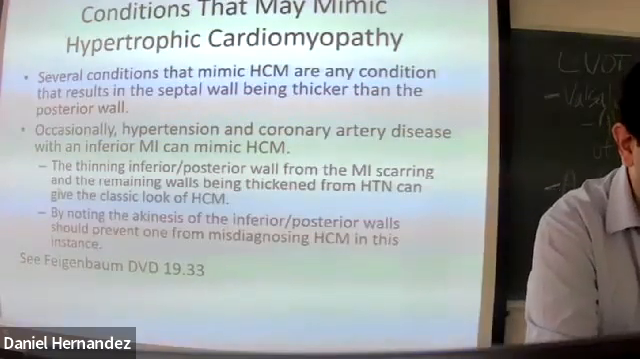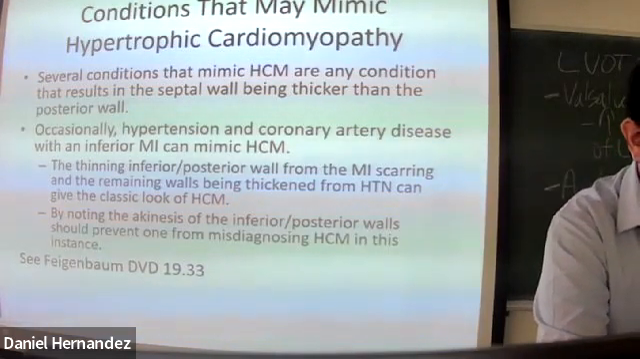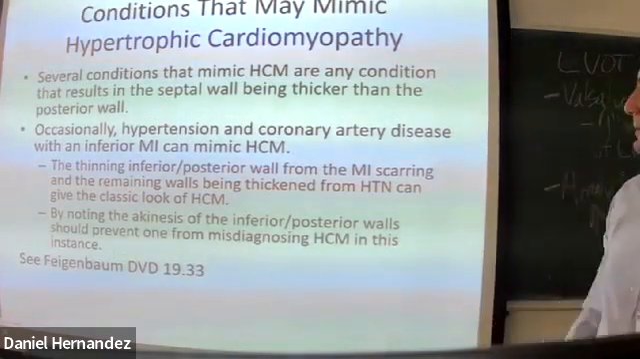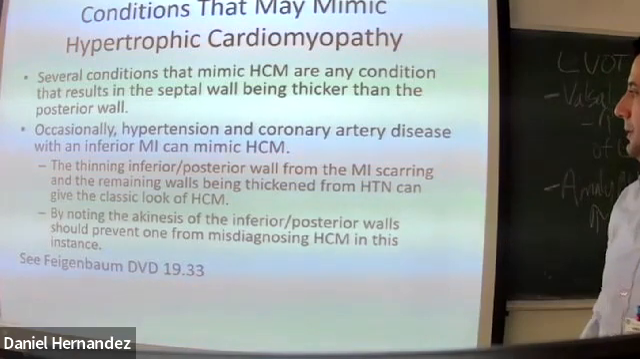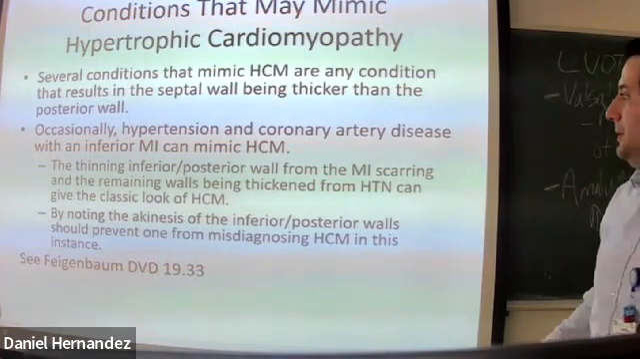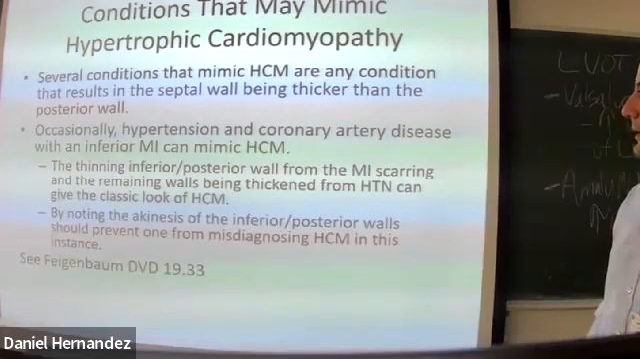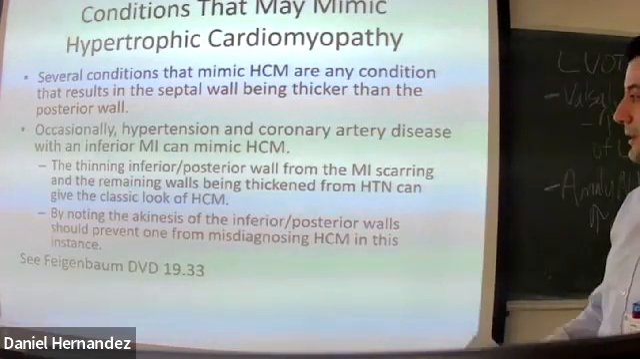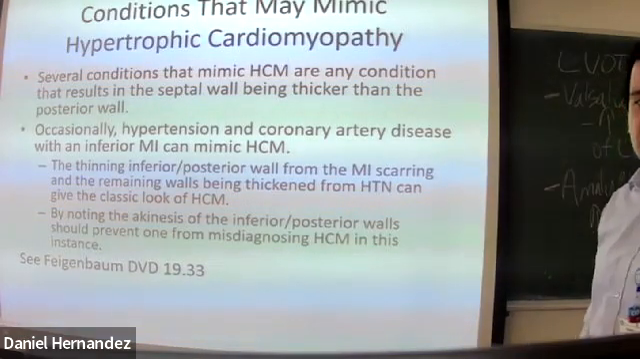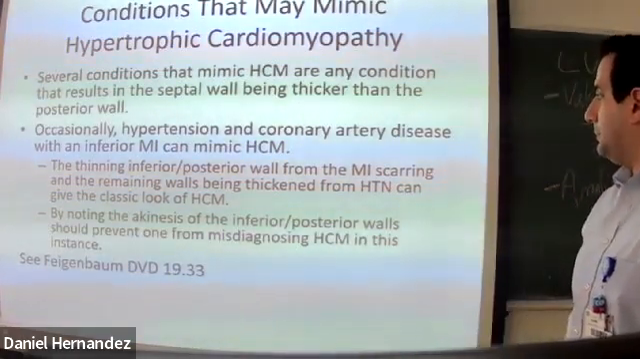So again, there are several conditions that may mimic HCM that results in the septal wall being thicker than the posterior wall. So occasionally hypertension or coronary artery disease with an inferior wall infarct can mimic this hypertrophic cardiomyopathy, because we said when there's an MI, that wall thins, becomes scarred and thins. So it could look relatively much thinner than that septum. So to the naked eye or to a sonographer, that may appear as a patient that has asymmetric septal hypertrophy.